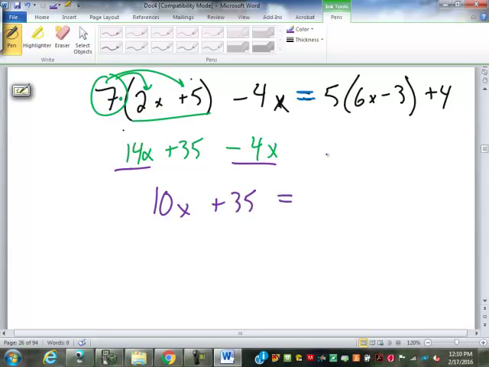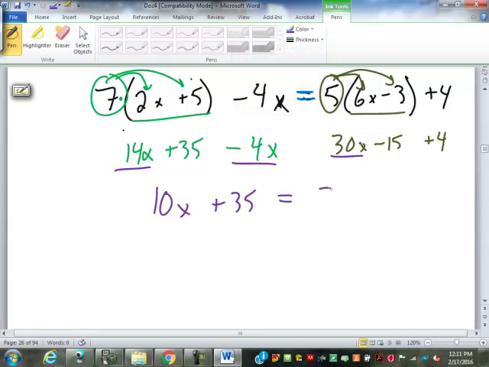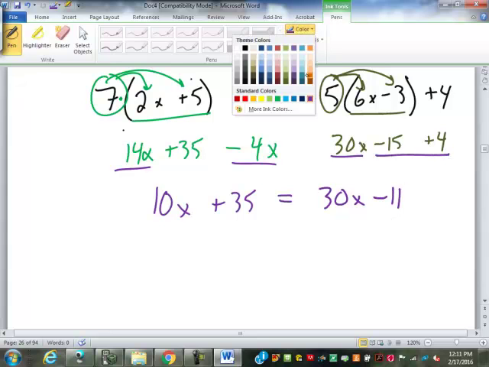Now that I've simplified the whole left side as much as I can, I'm going to go over to the right side. Over here again we have parentheses. There's nothing I can do in there. So I'm going to multiply by the 5. 5 times 6x is 30x. 5 times negative 3 is a negative 15. We still have the positive 4 there. So now there's nothing we can combine with the 30x. But we can combine negative 15 and positive 4 to make it negative 11.